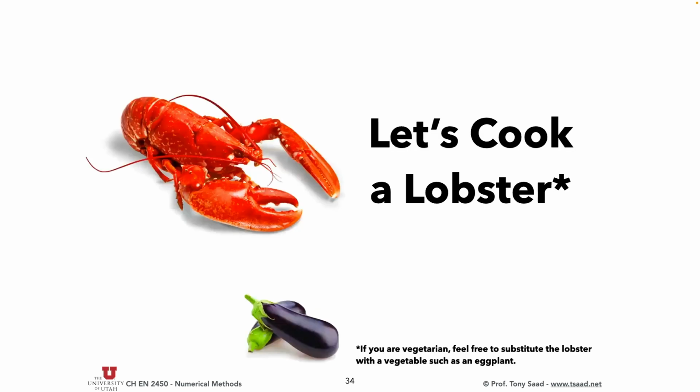Who likes lobsters? All right. The best. Okay, so that's why I have a footnote here. If you are a vegetarian or don't like lobsters, substitute everything in this example with an eggplant or a vegetable of your choice, like zucchini. We're not talking about reproduction now. We're talking about cooking them, right?